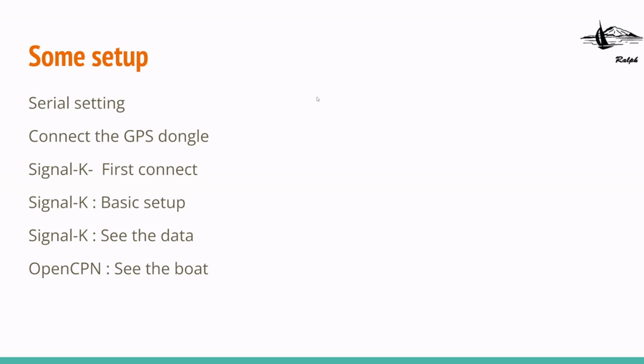So what are we going to do today? Just check that the serial setting is done on OpenPlotter, we will connect the GPS dongle, we will connect for the first time to Signal K, we will do some basic setup of the Signal K, we will check that we can see the data in Signal K, and then finally, we will open OpenCPN to see the data coming from Signal K onto OpenCPN to see the boat on the map.